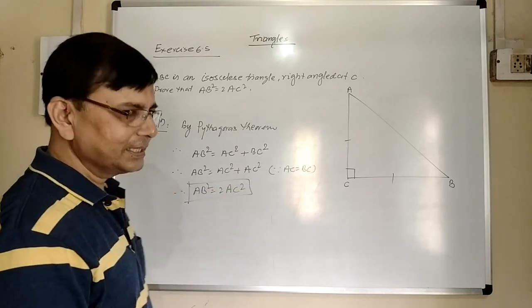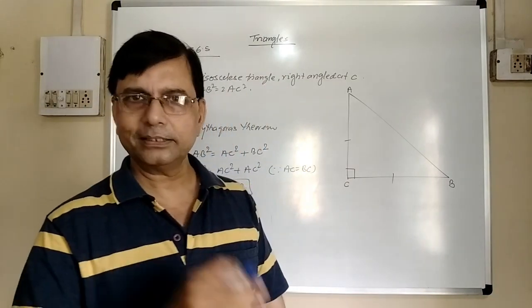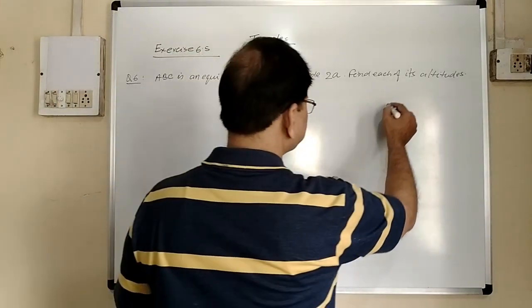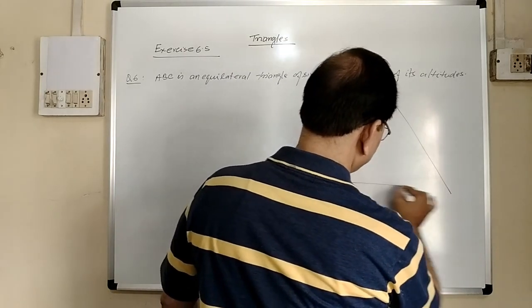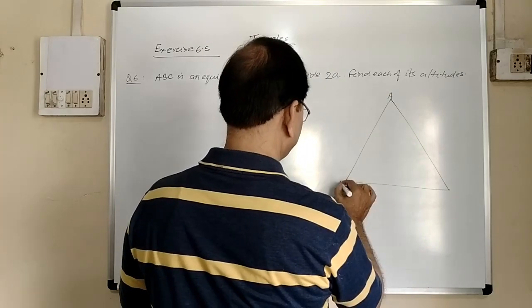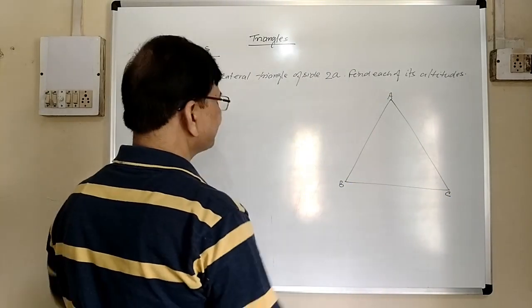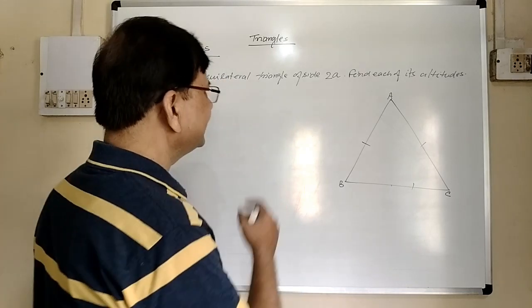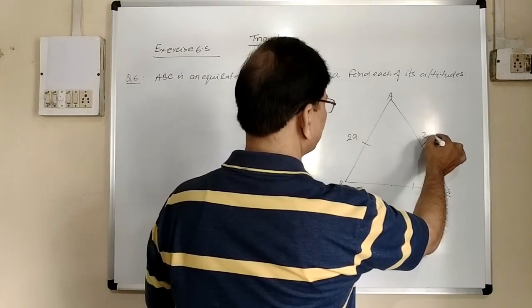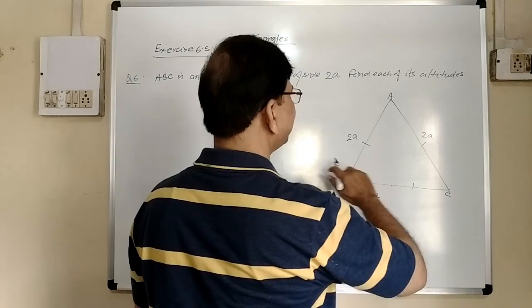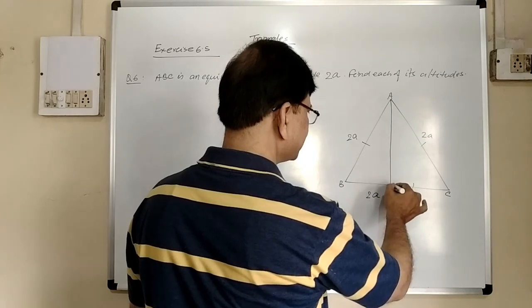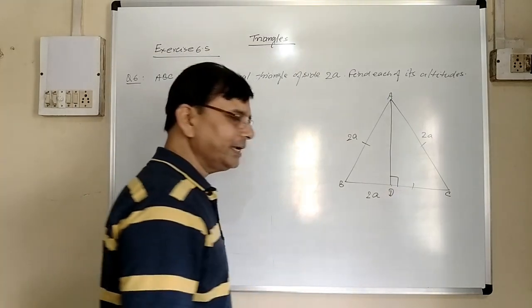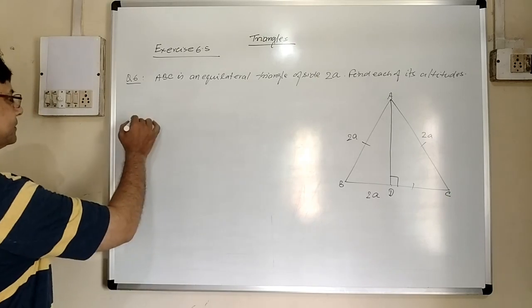There was nothing in this question. Since it was written, I attempted it. This could have been done by you also. So students, in this question what is given? Given that this ABC is an equilateral triangle, meaning all the sides are equal, and the side is 2A. This is 2A, this is 2A, and this is also 2A. Find the altitude. What is the altitude? If you draw a perpendicular on the opposite side from any vertex, say D, then AD is called the altitude. Solution.